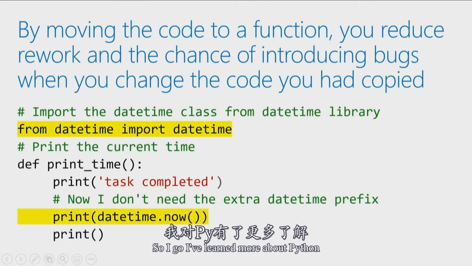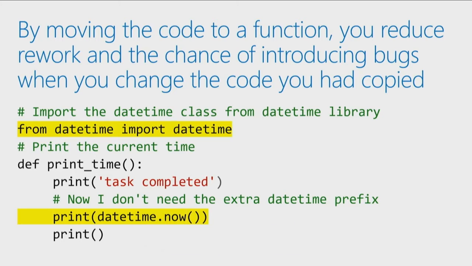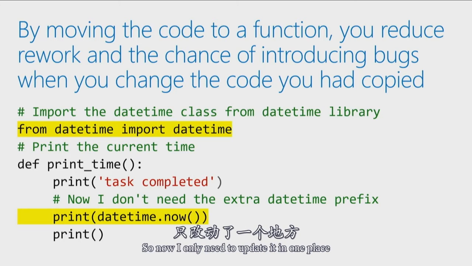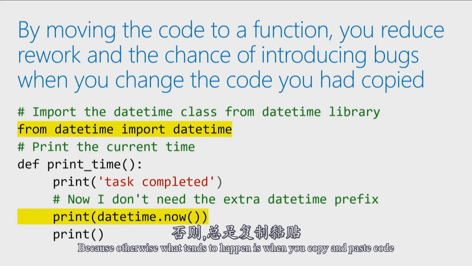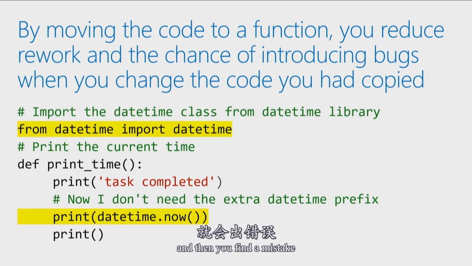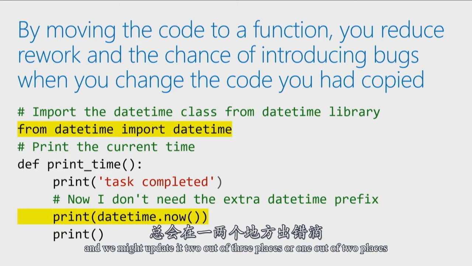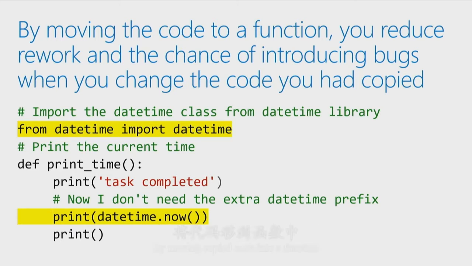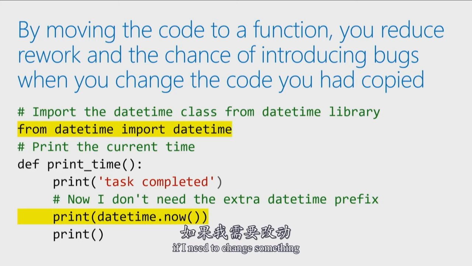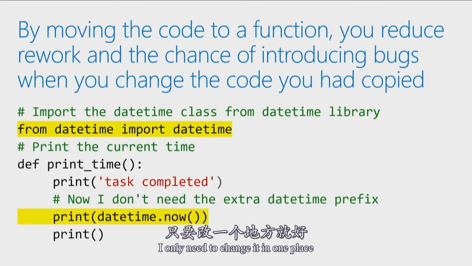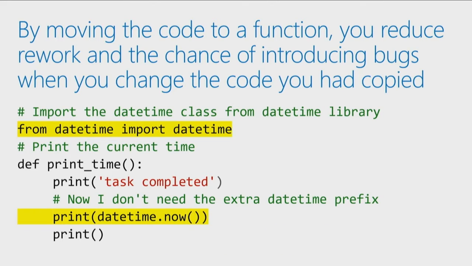So I go, ooh, I've learned more about Python. I found a cleaner way of calling that now function. So now I only need to update it in one place, right inside the function. Because otherwise what tends to happen is when you copy and paste code and then you find a mistake, we tend to forget to update it everywhere, and we might update it 2 out of 3 places or 1 out of 2 places. By moving copied code into a function, if I need to change something, I only need to change it in one place. That's a huge benefit of moving your code into a function.